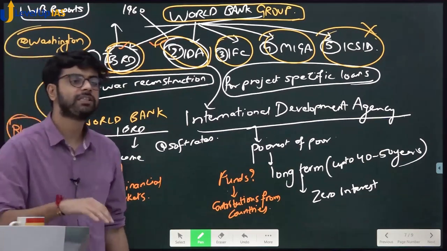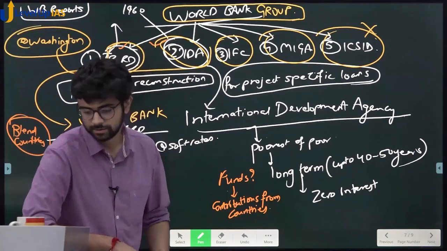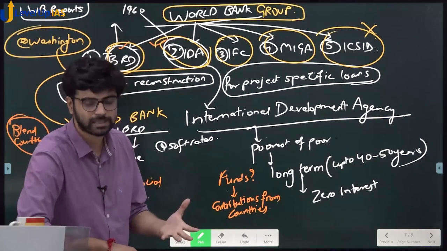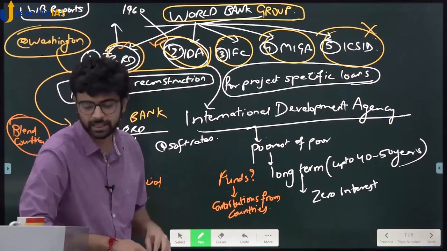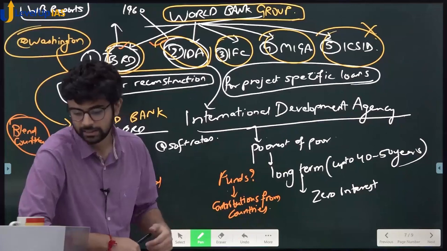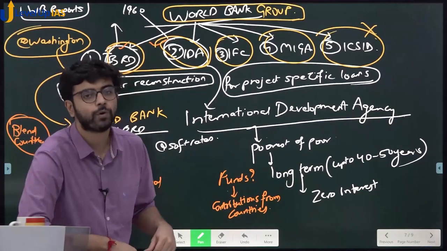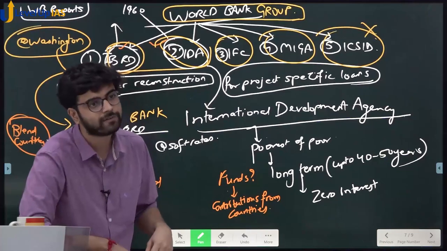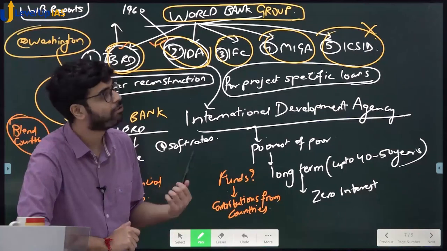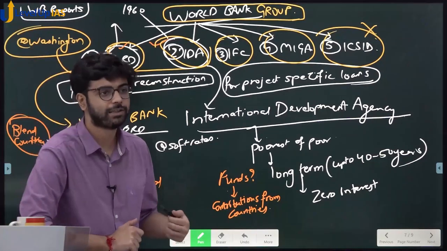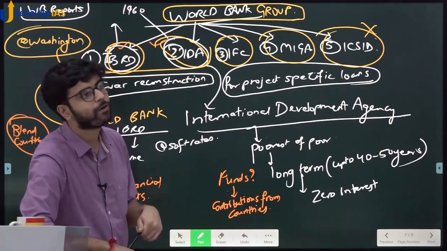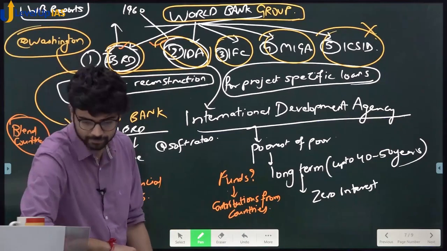What are the differences between IMF and World Bank? Very simple. IMF is a single organization, World Bank is a group of five organizations. Second, this you will find in books, so I am not writing: IMF's objective is macroeconomic stability and World Bank Group's objective is development. Third, IMF gives loans for balance of payment crisis, but World Bank gives loans for long-term projects. Fourth, IMF has a quota system. World Bank doesn't have a quota system. It borrows money from markets. It's a bank, it trades in the market. And the World Bank Group also has MIGA and ICSID.